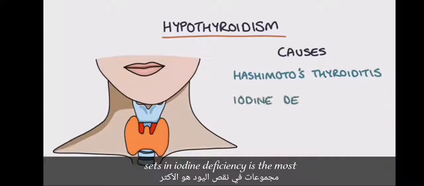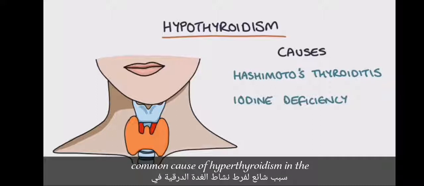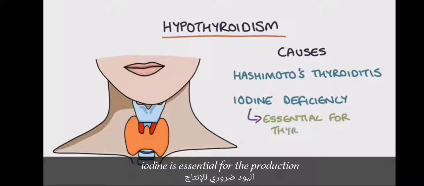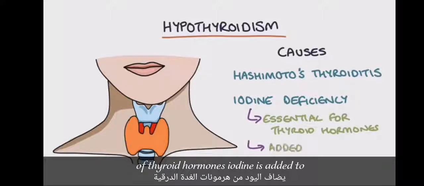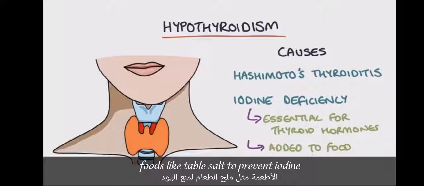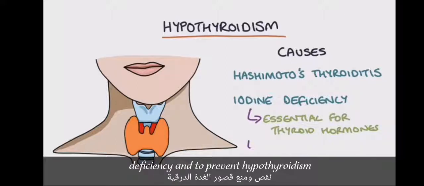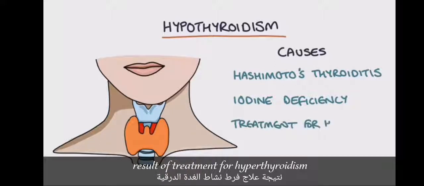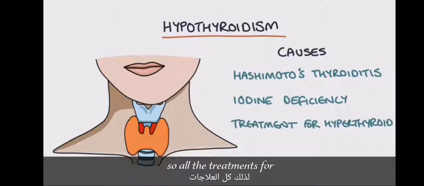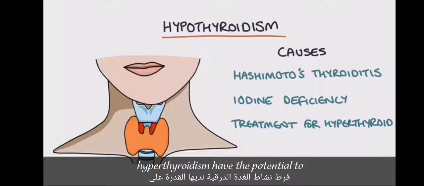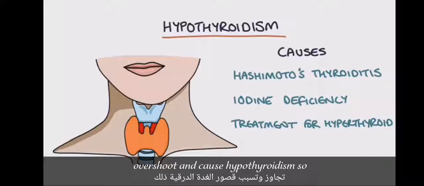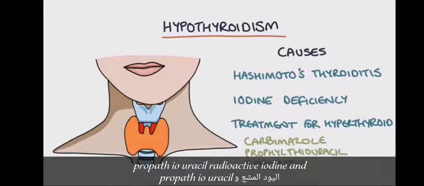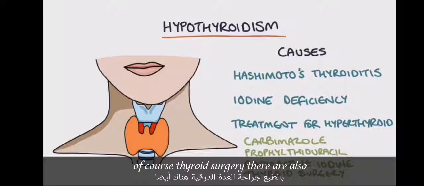Iodine deficiency is the most common cause of hypothyroidism in the developing world, and this is because iodine is essential for the production of thyroid hormones. Iodine is added to foods like table salt to prevent iodine deficiency and to prevent hypothyroidism. Hypothyroidism can also occur as a result of treatment for hyperthyroidism. So all the treatments for hyperthyroidism have the potential to overshoot and cause hypothyroidism. So these are treatments like carbimazole, propylthiouracil, radioactive iodine, and of course thyroid surgery.